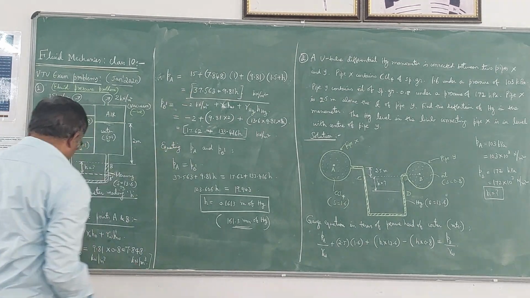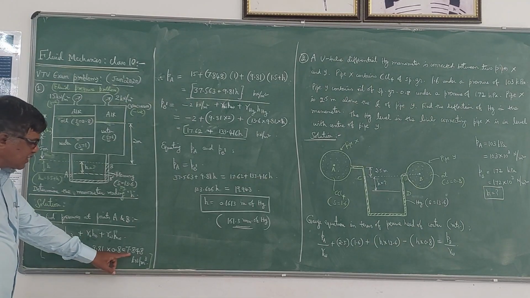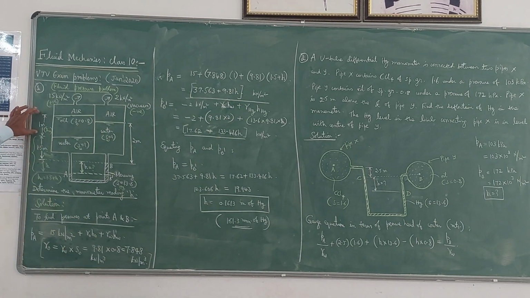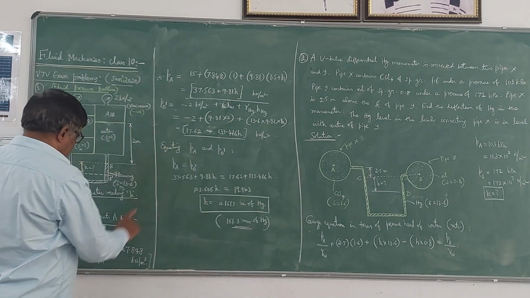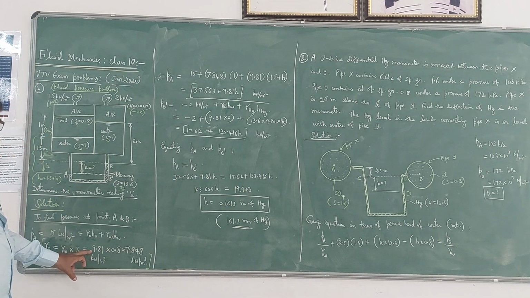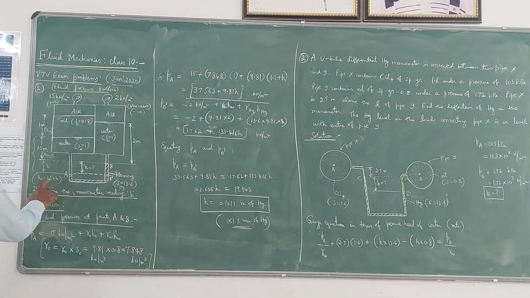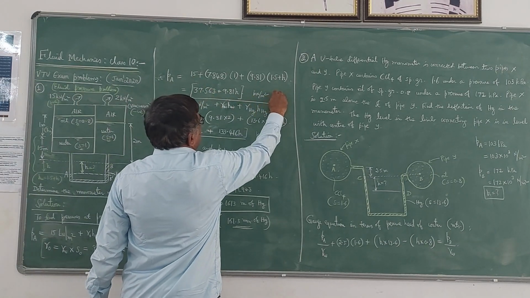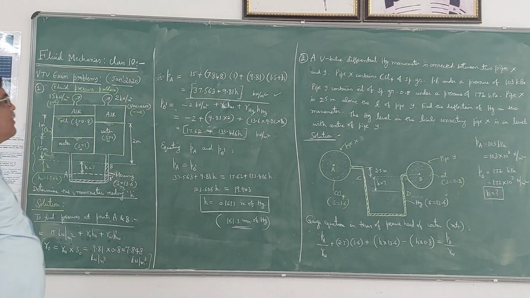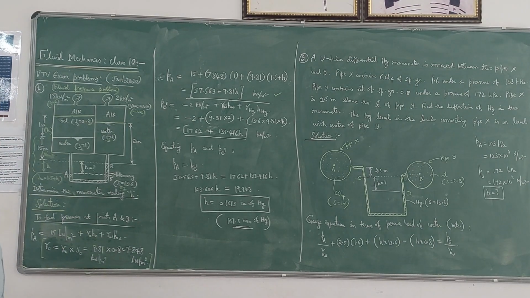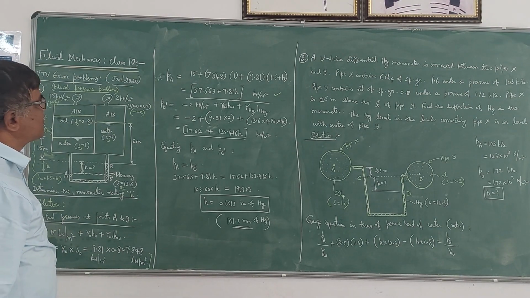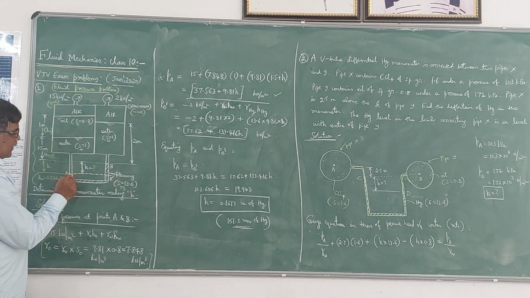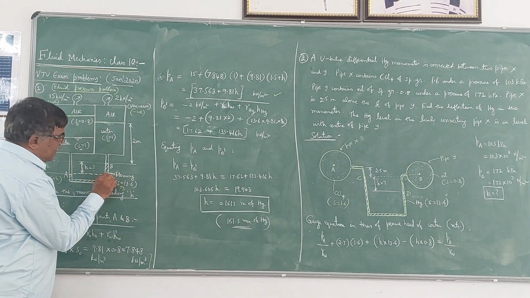So 15 plus gamma naught, which is 7.848, into H of oil, which is 1 meter, plus gamma W, 9.81 kilonewton per meter cube, into HW, which is 1.5 plus H. Okay, now if you simplify this, you are going to get pressure at A as 37.563 plus 9.81 H.